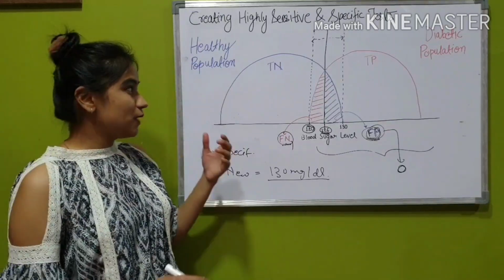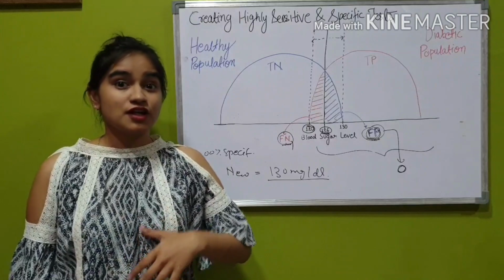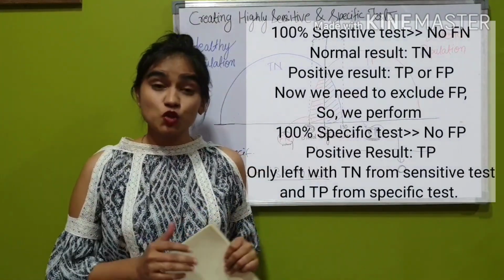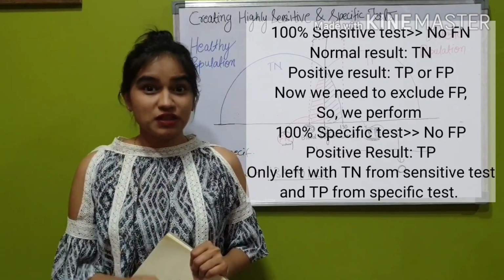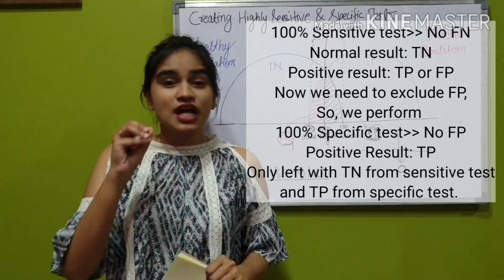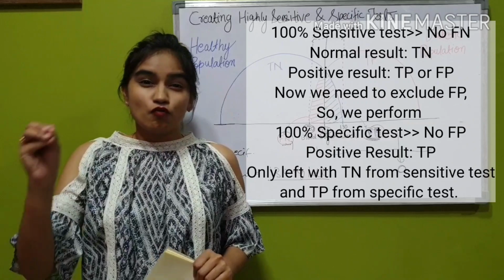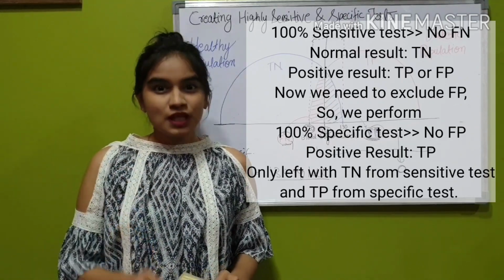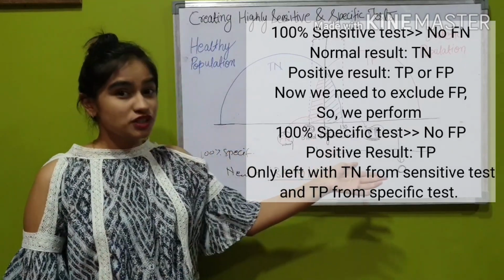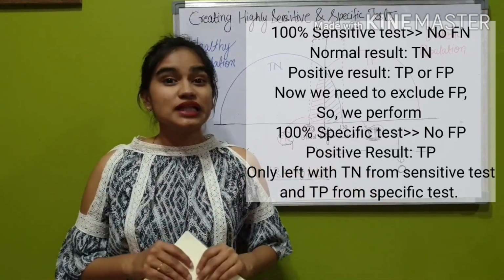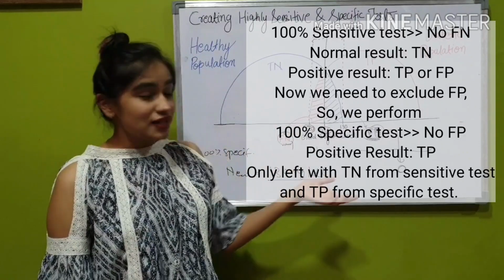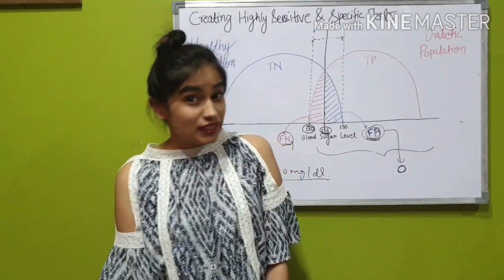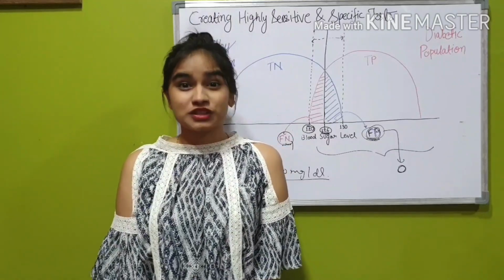Generally, specific tests are done after a sensitive test. A 100% sensitive test excludes all false negatives. That means it only holds true positives and false positives. When we perform a 100% specific test after this, it excludes all false positives. So now we are only left with people who are deceased. That means the true positives. So that completes our whole section on diagnostic testing.